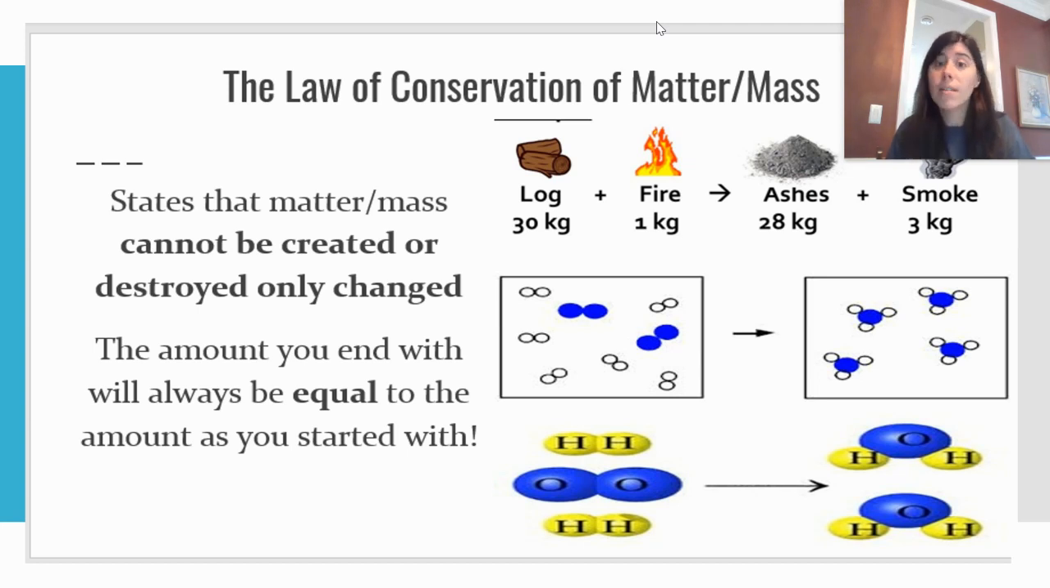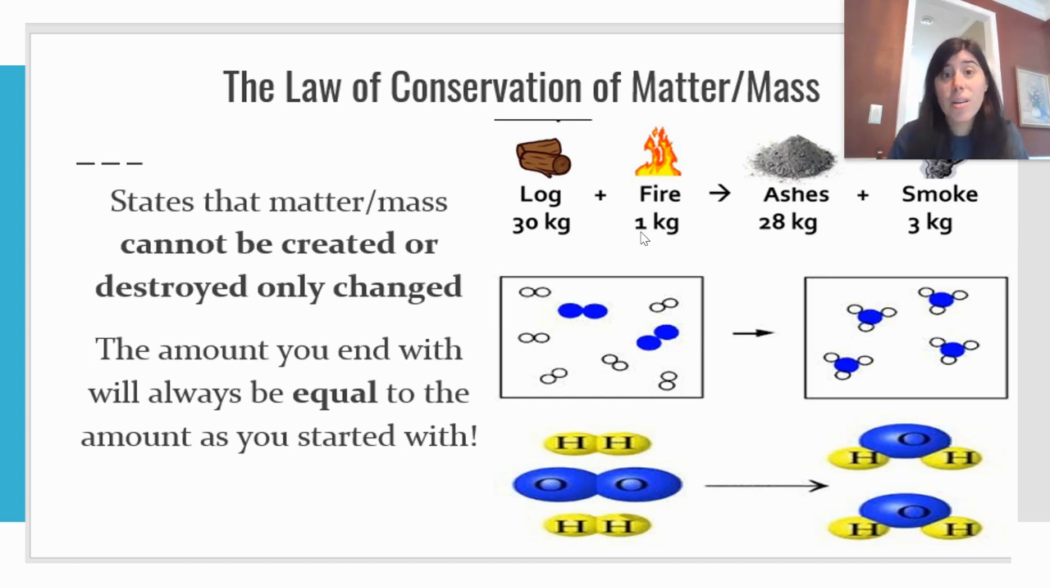For example, if I have 30 kilograms of logs that I want to burn, I'm going to add fire, which is roughly 1 kilogram. It's not that much mass. 30 plus 1, that's 31. That's how much total reactants that I have. But when I burn it, it's no longer logs and fire anymore. It's now a giant pile of ash.